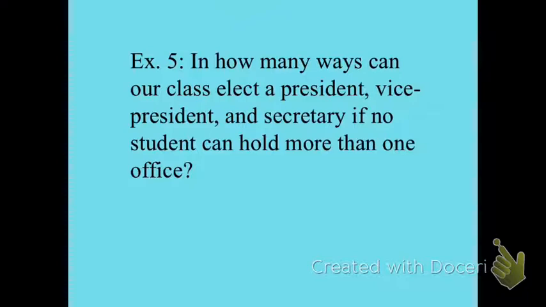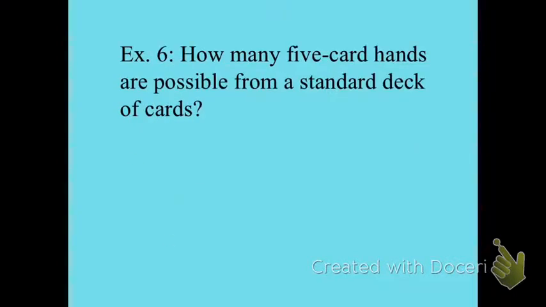In how many ways can our class elect a president, vice president, and secretary if no student can hold more than one office? Would this be a combination or permutation? Permutation because order matters. There's a ranking. So it would be NP3, because class sizes vary. Do we have to solve them too? Yes, but they'll always give you an N.